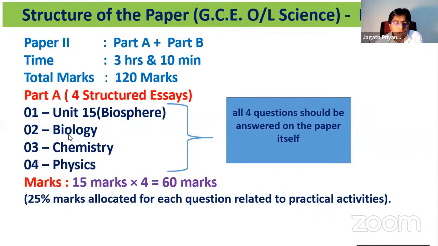One structured essay type question, if you consider it out of 100 marks, carries 7.5 marks. So 7.5 marks into 4 is 30 marks, but since it is given out of 200, you are awarded 15 marks for each structured essay type question. So 60 marks means actual marks 30, so it is divided by 2.